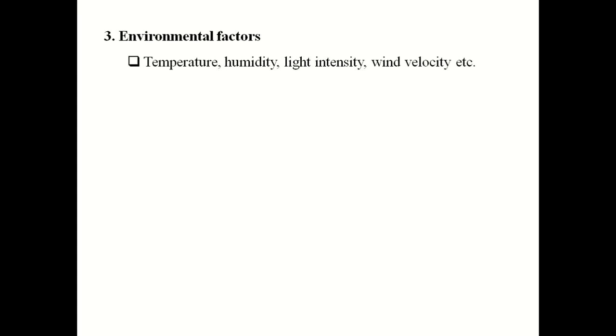Similarly, certain information is required from the environmental side, like temperature, humidity, light intensity, wind velocity, and rainfall. These are the various pieces of information required from the environmental side for the forecasting of any disease. So these are the three components of the disease triangle, and information from these three components is required before the forecasting of any disease.